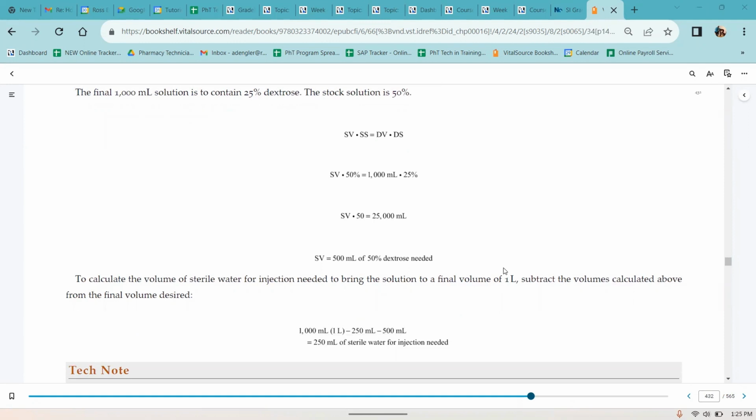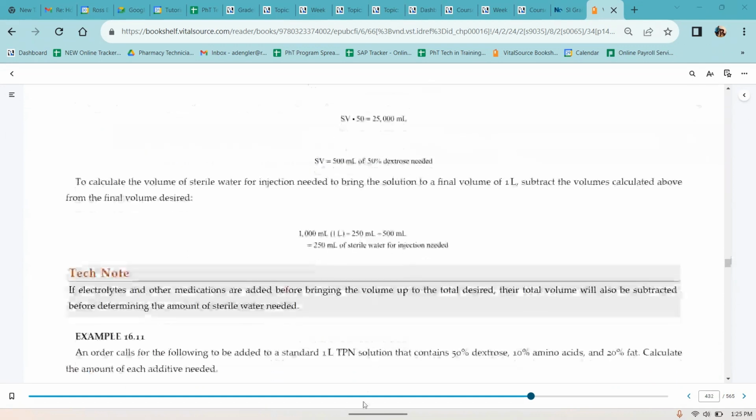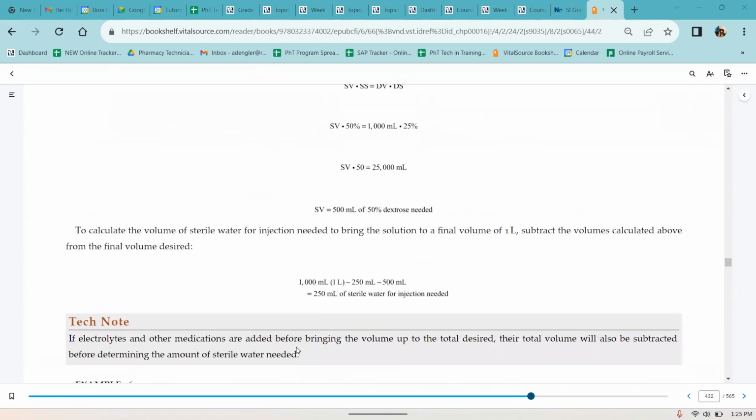And to calculate the final sterile water for injection needed to bring the solution to a final volume of 1 liter, subtract the volumes calculated above from the final volume desired. So we have our 1,000 milliliters minus our 250 ml from the first part of the problem, and then minus the 500. And we are left with needing 250 ml of sterile water for injection.